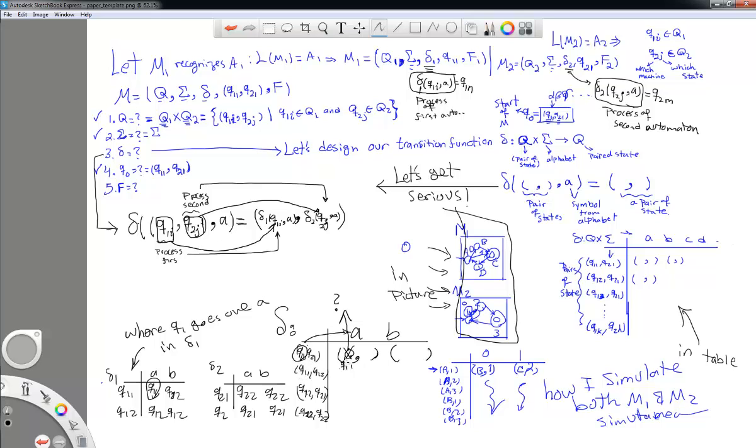Then when we're done with the first one, we go to the second one. Where does Q sub 2 go over A in delta 2? Q sub 2 over A goes to Q sub 2 2. So it's going to go to Q sub 2 2 over A. And we'll do the same process for every one of these guys. So we go Q sub 1 1 from B in the first element, the first DFA. Q11, if it sees B, goes to Q12. So this guy is going to be Q12.